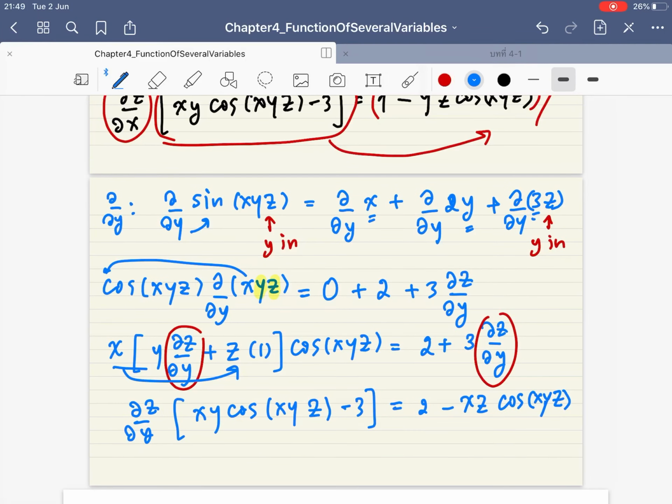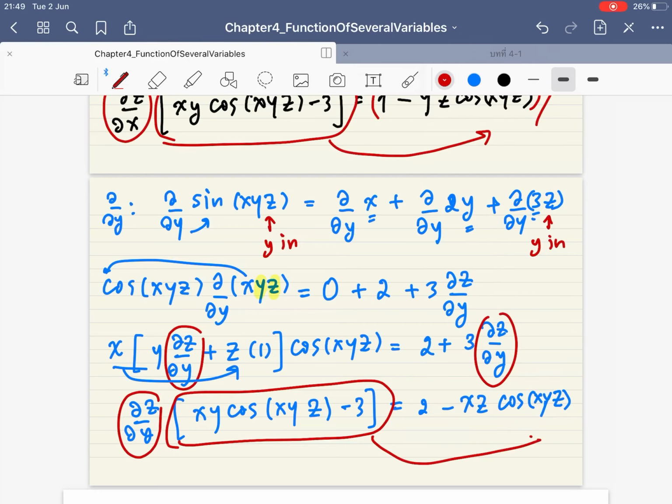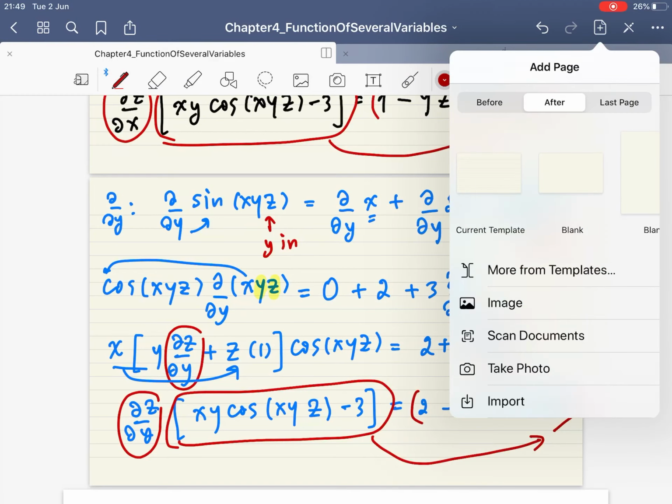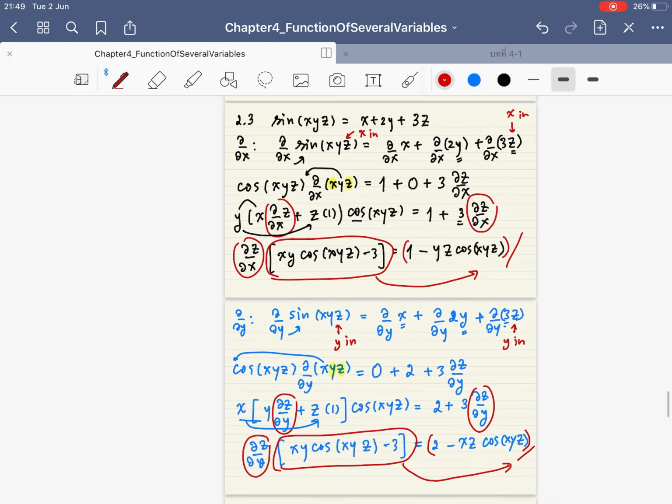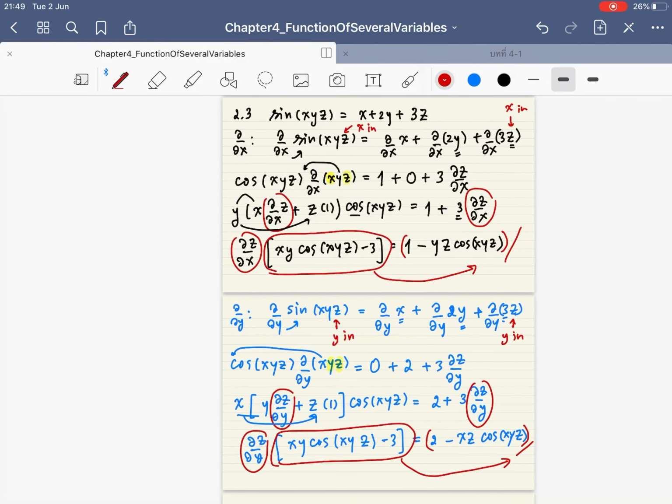Okay, so you just do the same thing. All what you need is to move this factor to the right hand side as a bottom, as a fraction like this. Okay, so this is your 2.3.